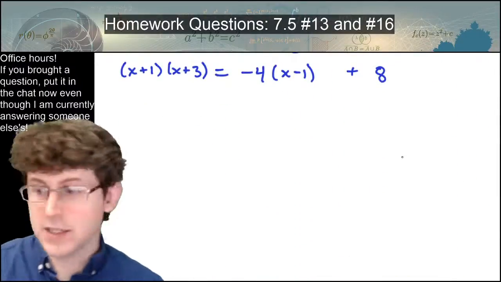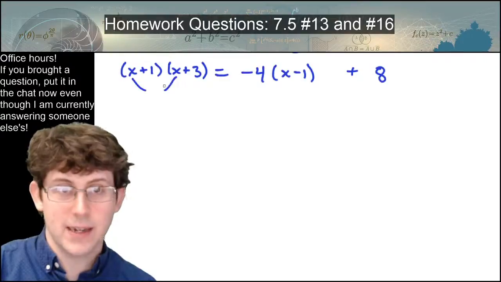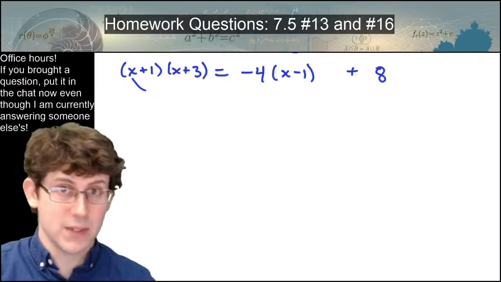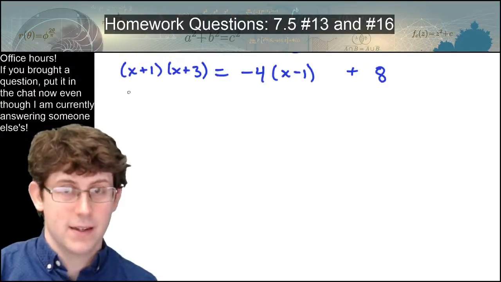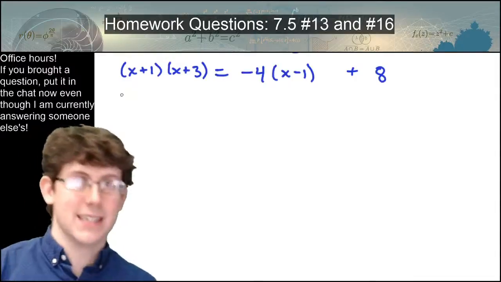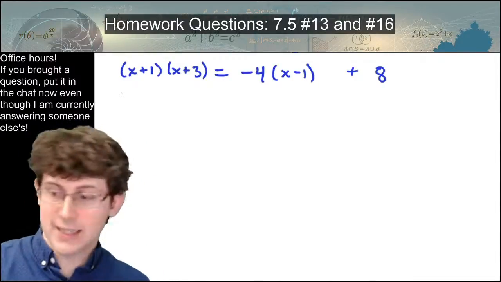So what kind of equation is this? It looks like it's going to be a quadratic equation because these x's will get multiplied together. To solve a quadratic equation, I want to get everything over to one side and factor it.